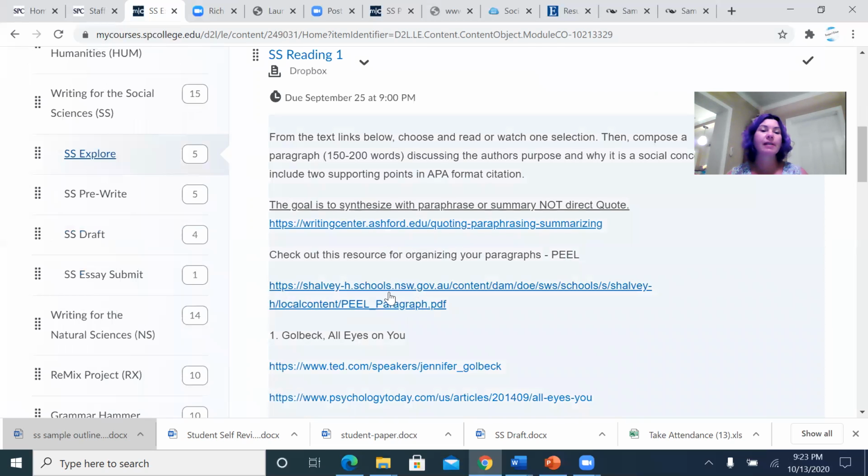Also in that Explore session, there was an additional link about peeling our paragraphs. So peeling our paragraphs is an acronym to help us remember that we need to have a clear point. We need to have evidence or an example. We need to explain that evidence as to how it supports our point, and then link it back to the overall purpose of our essay or link it to our next piece of evidence. So by peeling our processes in our paragraphs, we can make sure that we have a well-developed, focused paragraph.